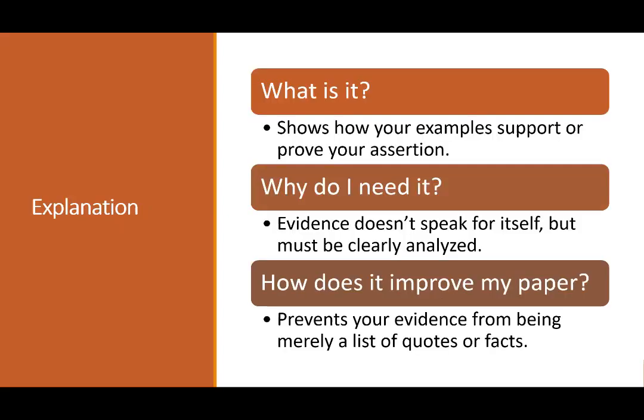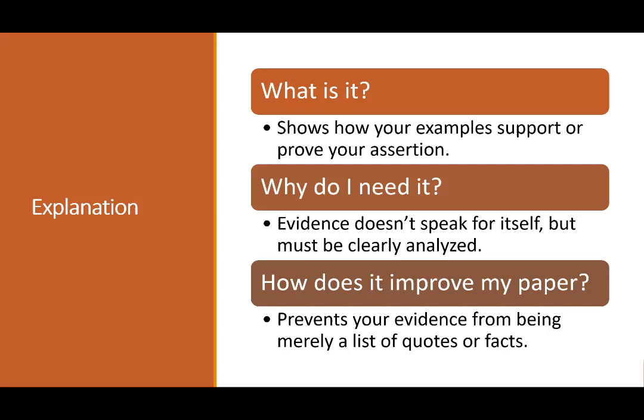So continuing from that, the next step is explanation, where you're going to explicitly tell your reader what those links are. So what is it? It shows how your examples support or prove your assertion. You need it because evidence doesn't just speak for itself. It must be clearly analyzed. Maybe you make a claim, maybe you present several quotes that speak pretty obviously to the claim, but you still need to tell your reader why you chose these quotes, what they mean, and what the significance is.